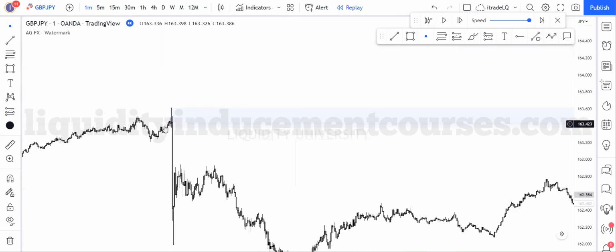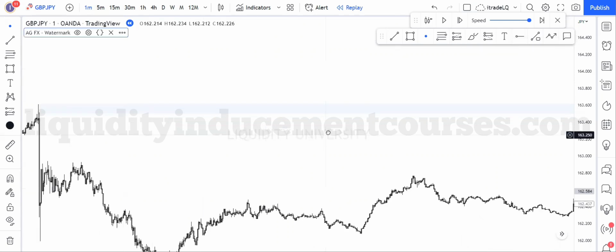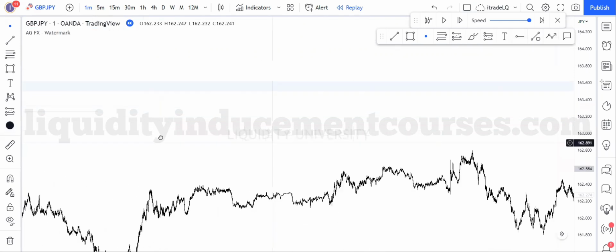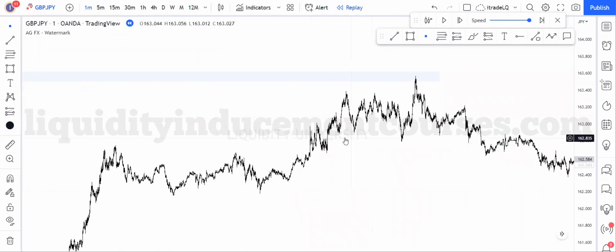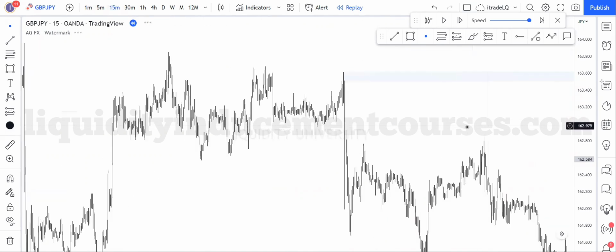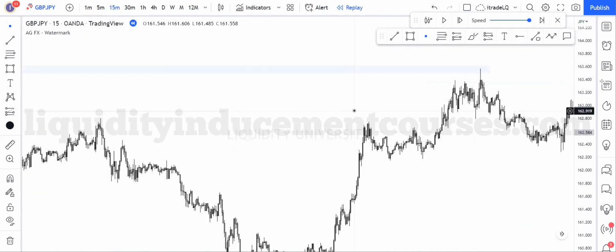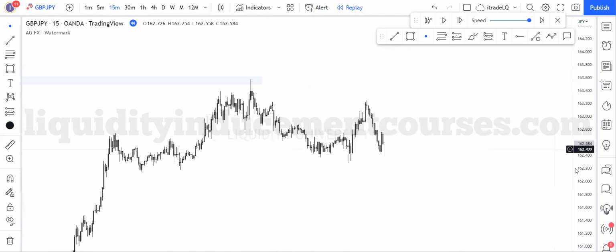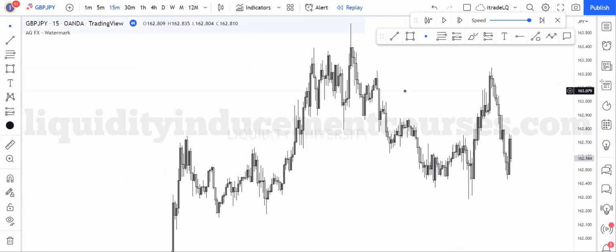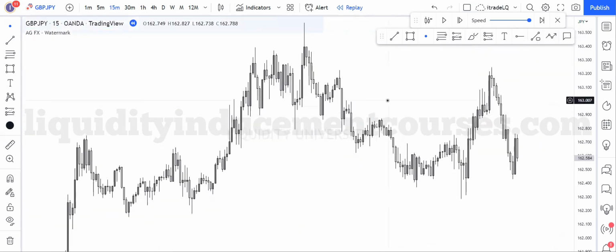Sure, you can go to a seconds time frame and you'll find a POI there, and you will get something like this. Just like that. Now, again, this is not how we find our POIs, just an example. But as you see, there's a POI inside of a POI.